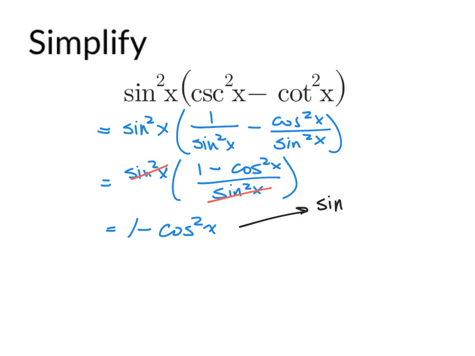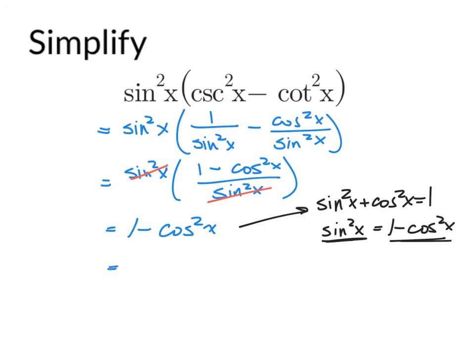Remember, the basic Pythagorean identity was sine squared plus cosine squared is equal to 1. And what we have is 1 minus cosine squared. So if I were to subtract cosine squared from both sides, we end up with this statement: 1 minus cosine squared is equal to sine squared. So we can simplify this a little bit more into just sine squared.